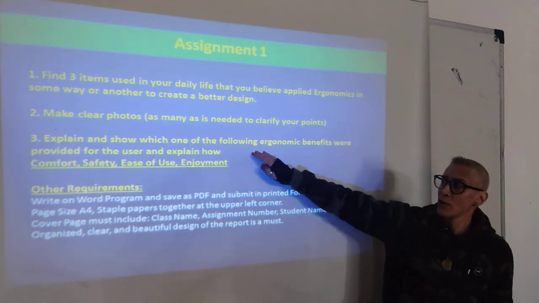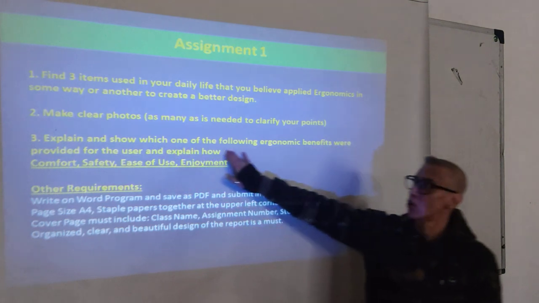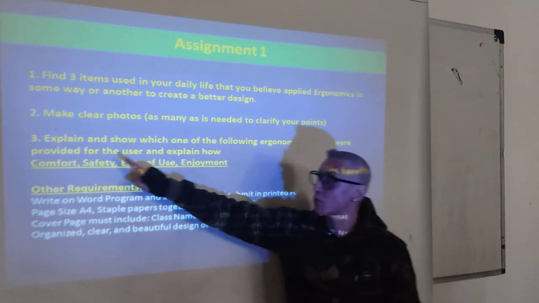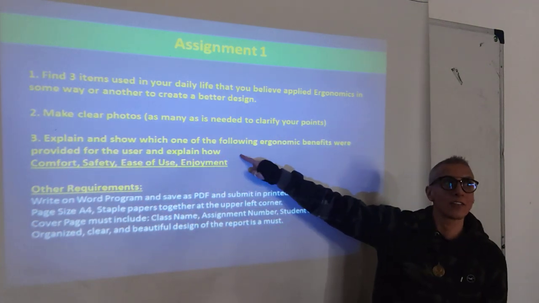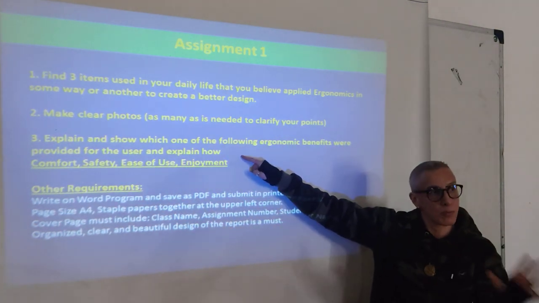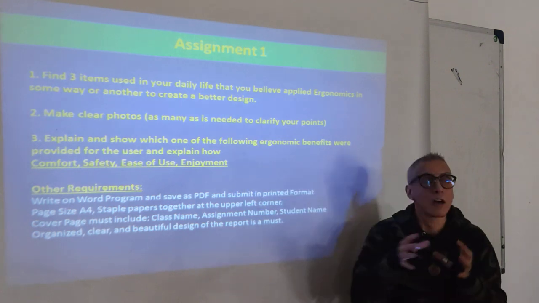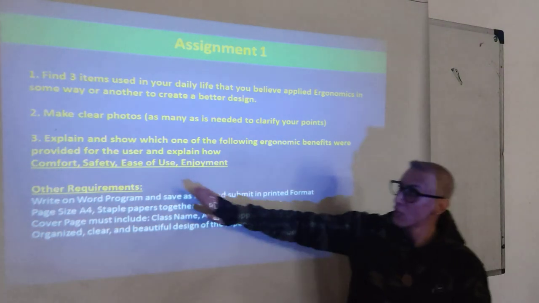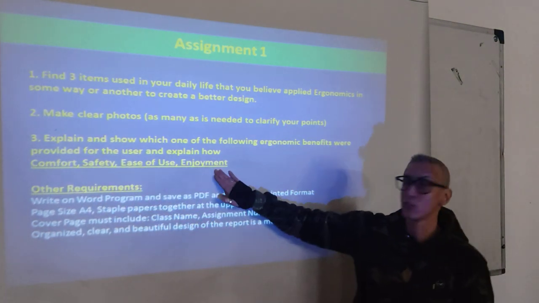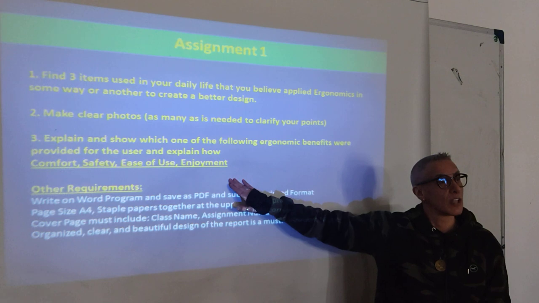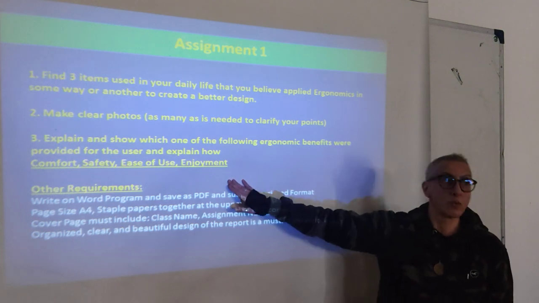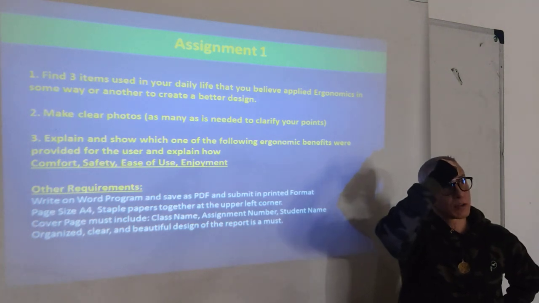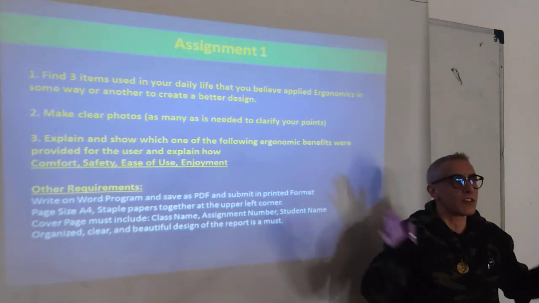Now, point number three. Explain and show which one of the following ergonomic benefits were provided for the user and explain how. For each product, you will explain how, first of all, if they were used, and then how. So, comfort, safety, ease of use, enjoyment, okay? If they were not provided, you will also say, for example, this product is not safe. The one who designed it did not design it in a safe way.